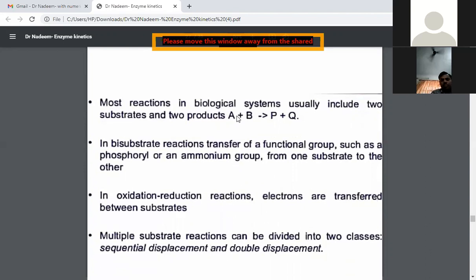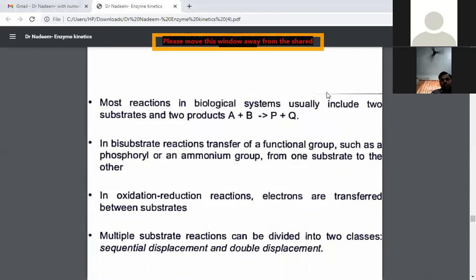So here in the case of multiple substrate reactions, occurring mostly in metabolic reactions, they involve two substrates and two products. A plus B as reactants produce products P plus Q. In bisubstrate reactions, there is transfer of a functional group such as a phosphoryl or an ammonium group from one substrate to the other.